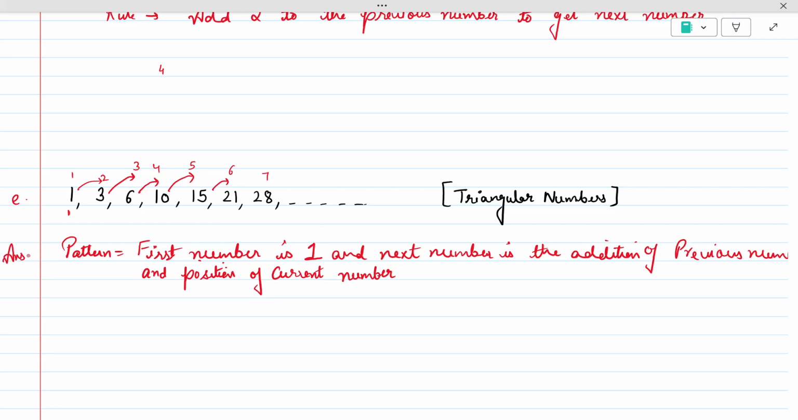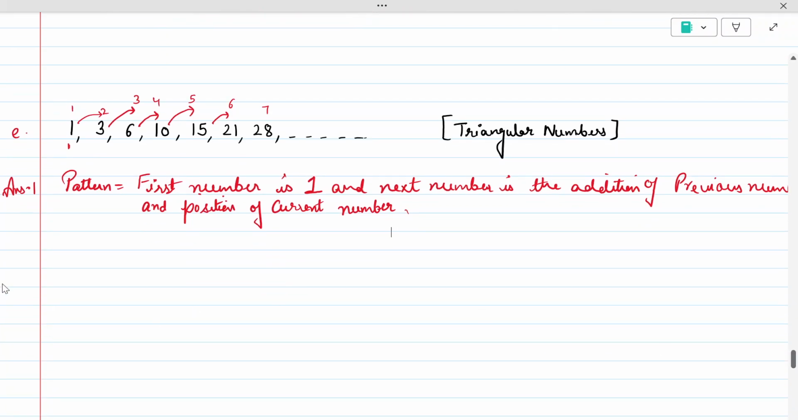So answer 1 is the pattern. The first number is 1 and the next number is obtained by addition of the previous number and the position of the current or next number, whatever you can say, which you have to find out. You have to find out 3, so this is at position 2. So this is 1 plus 2, we'll get 3. Now for the next number, we will add the previous number, which is 3, and the position of the current number. 3 plus 3 is 6, and we will get the number. This is the pattern, and we have studied it.